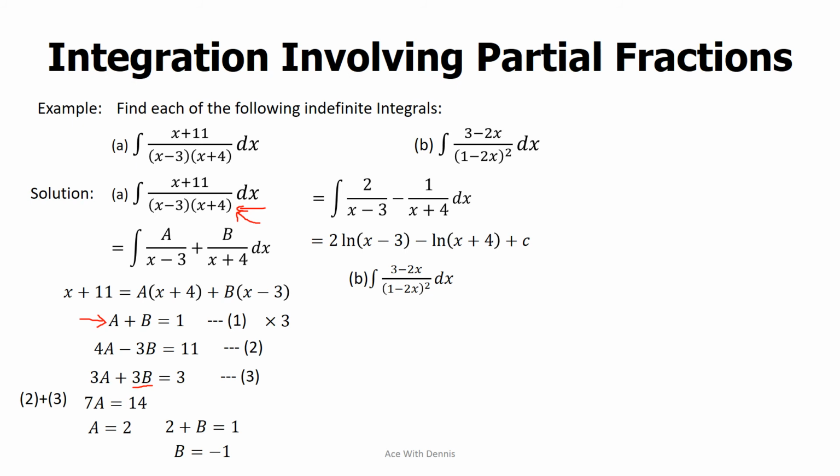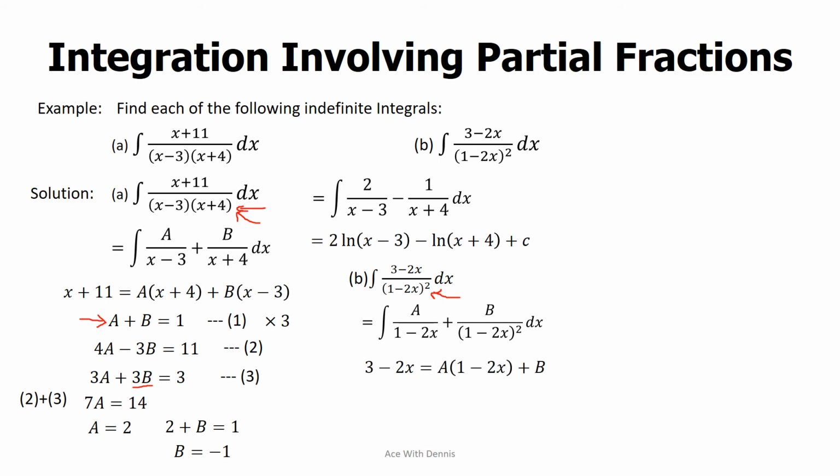Similarly, for b, integration of (3 minus 2x) over (1 minus 2x) squared dx. Again, this fraction is difficult to integrate directly, even if we expand the bottom (1 minus 2x) squared. So, we have to change it into partial fractions, which becomes integration of a over (1 minus 2x) plus b over (1 minus 2x) squared dx. And the next step is similar, where we want to find the unknowns a and b.